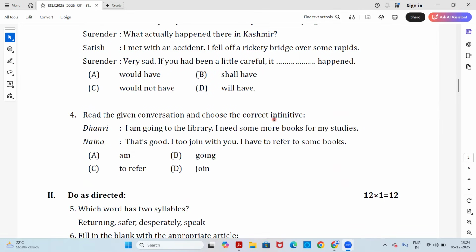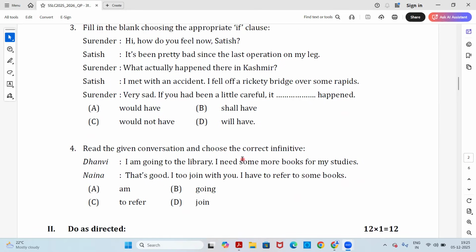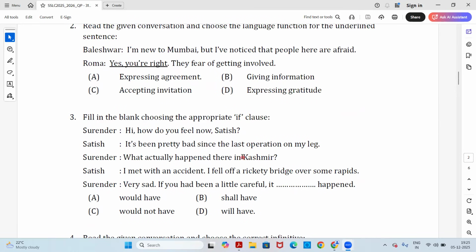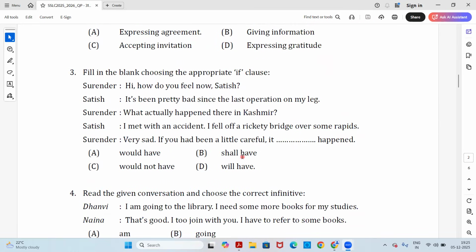So you should know first what is infinitive. So out of these four options, what is infinitive? The verb which is written along with to is infinitive. So that will be your correct option. So here you see that you have question tag, you have your infinitive, and you have your if clauses and language function. These are the important grammar topics which you need to focus on.